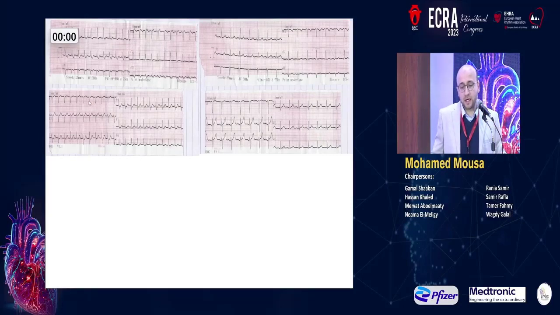As we can see, it's a regular narrow complex tachycardia. Where is V1? Point to V1. Okay, this is the V1. Is there a pseudo R? Not that present, but it can be seen in V3, so it's mostly AVNRT, as Dr. Mohamed said. This is the normal resting ECG of him.